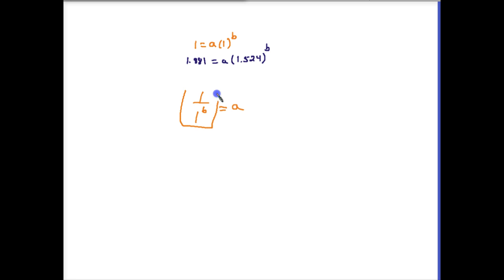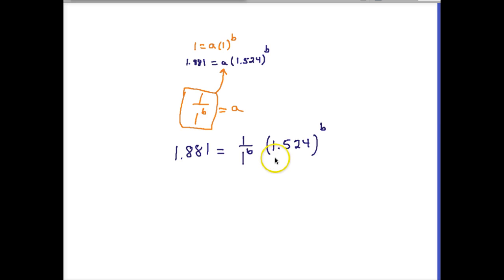Now this can be substituted in for a into my second equation. When I do that, I get 1 over 1 to the b power times 1.524 raised to the b power. Since these are to the same exponents, I can divide them out and simplify. Simplifying this, 1.524 divided by 1 is just 1.524, and then 1.524 to the b times 1 is the same thing. So how do we solve this to find b? Because ultimately, in a power function, we need a value for b.